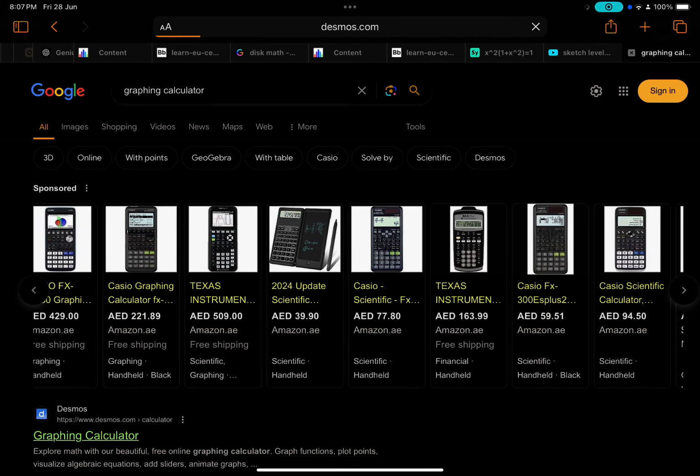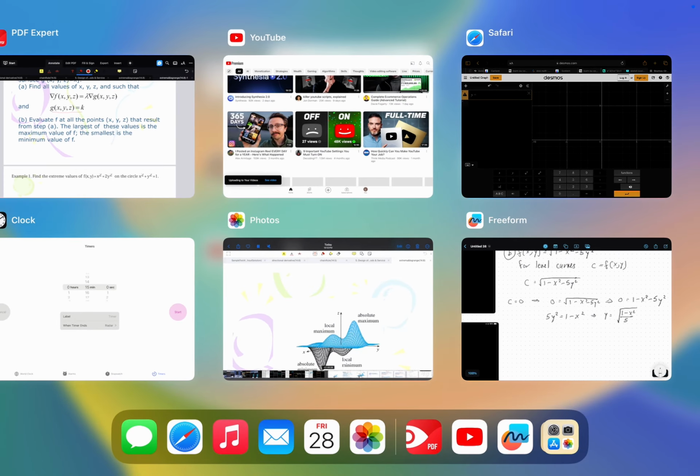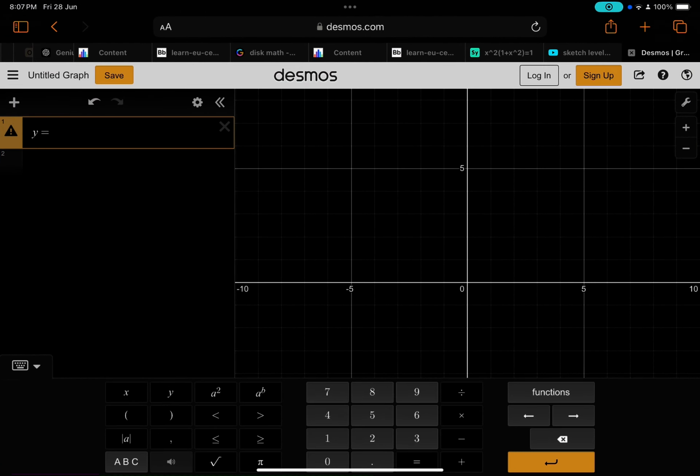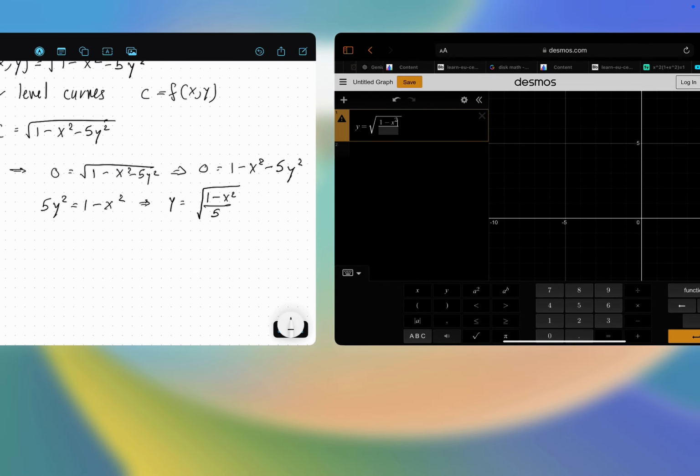So in the graphing calculator, I'm going to have y equal to the square root of (1 minus x squared) all over 5.